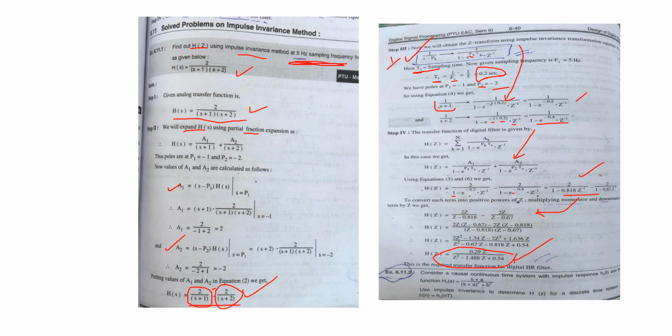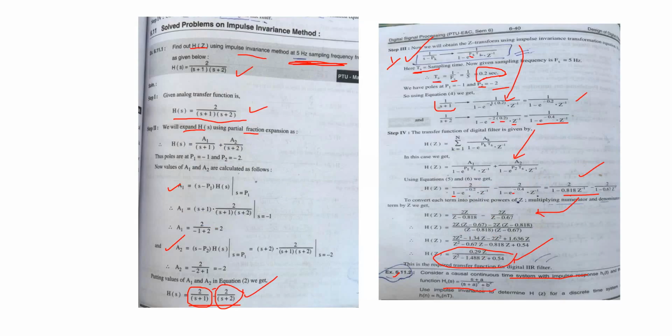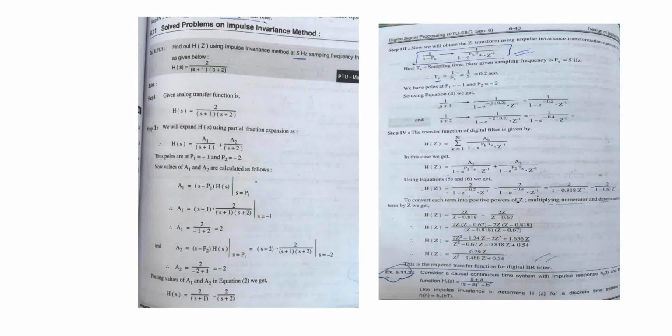Consider a causal continuous time system with impulse response H(s) equal to (s plus a) upon ((s plus a) square plus b square). Clear? See, is this the formula? Yeah, this is the formula: (s plus a) upon ((s plus a) square plus b square). So you need not expand this H(s). Like in this, H(s) is given. Clear? So (s plus a) square plus b square, right?